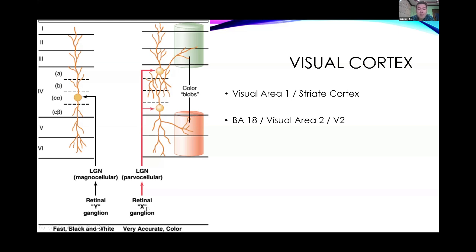This would send action potential to the lateral geniculate nuclei. But I'm not happy with just lateral geniculate. It has to be the parvocellular pathway for the X ganglion cell. Y ganglion cell is magnocellular. You have to remember this.